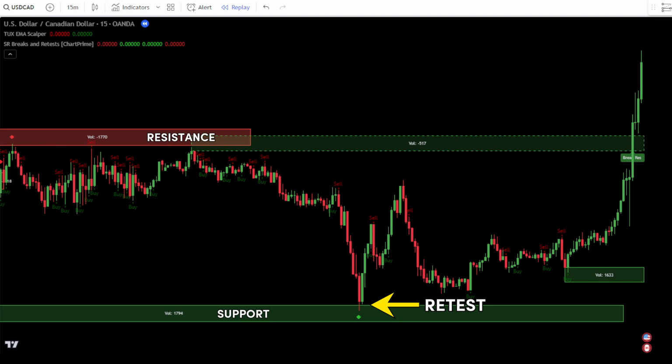As shown, if a retest occurs and there is a rejection at the support area, the indicator will display a green diamond sign. In this situation, you can wait for a buy signal from the EMA Scalper indicator before placing a buy order. Conversely, if a retest occurs and there is a rejection at the resistance area, the indicator will display a red diamond sign. In this situation, you can wait for a sell signal from the EMA Scalper indicator before placing a sell order.